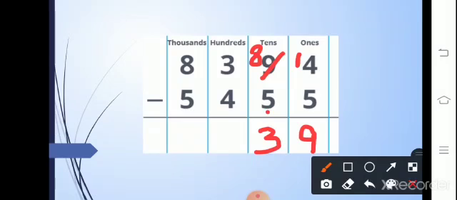And when we couldn't subtract 4 from 3, so what do we have to do? Again repeat the step. You just take 1 away from the thousands place and write it here. This is 13 now, and this is 7. So subtract 4 from 13, we will get 9, and subtract 5 from 7, we get 2.